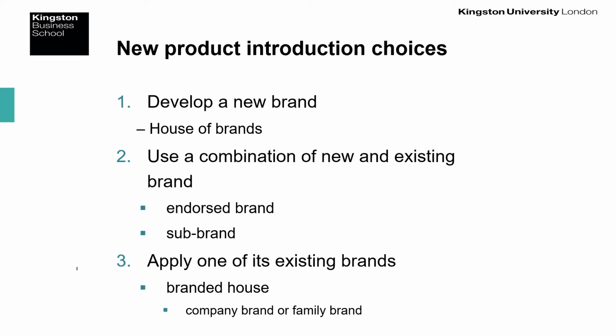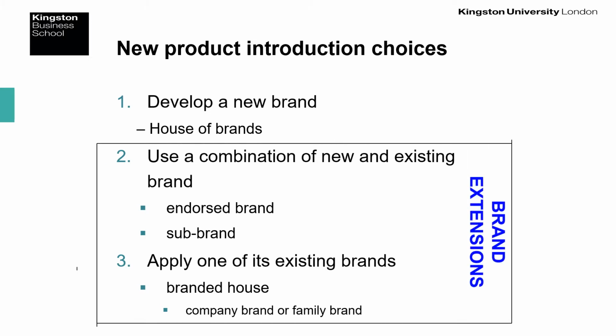And the third option is simply to apply an existing brand with nothing new. And this takes place in the branded house strategy, where a company brand or a family brand is used. Each time a new product is launched, it is launched under the company brand name or a family brand name. Options 2 and 3 are known as brand extension strategies.